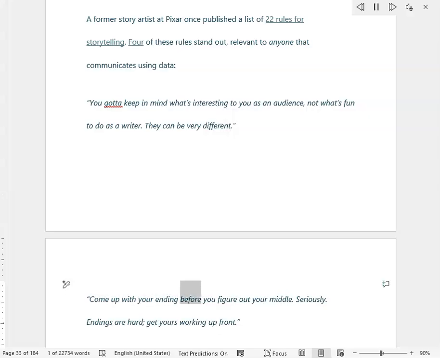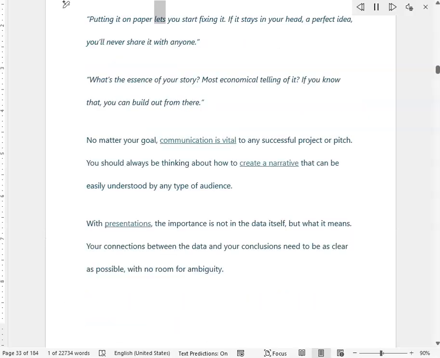Come up with your ending before you figure out your middle. Seriously. Endings are hard. Get yours working up front. Putting it on paper lets you start fixing it. If it stays in your head, a perfect idea, you'll never share it with anyone.